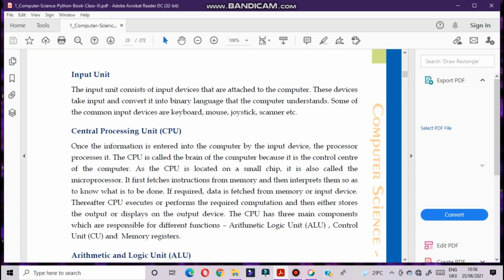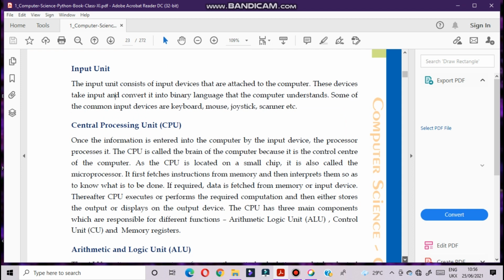Binary means 0 and 1. So it will convert into binary language, or you can say machine language, that the computer understands. Some of the common input devices are keyboard, mouse, joystick, scanner. These are the examples.